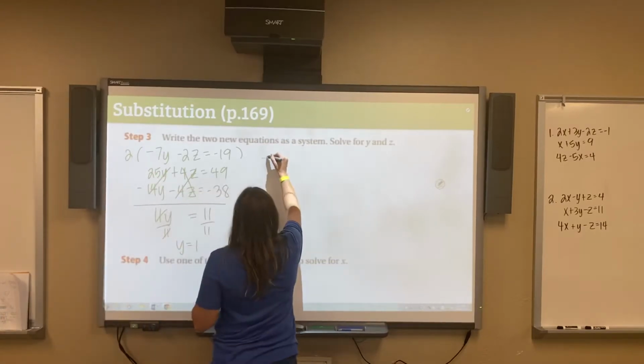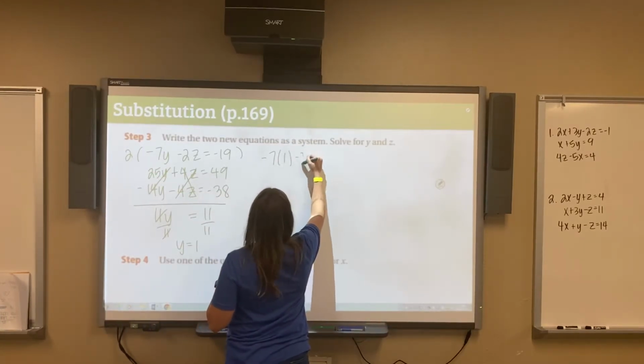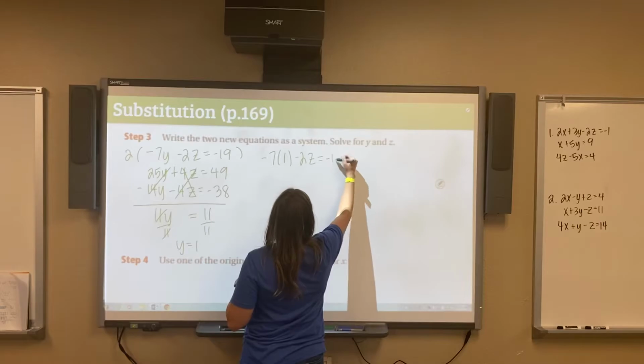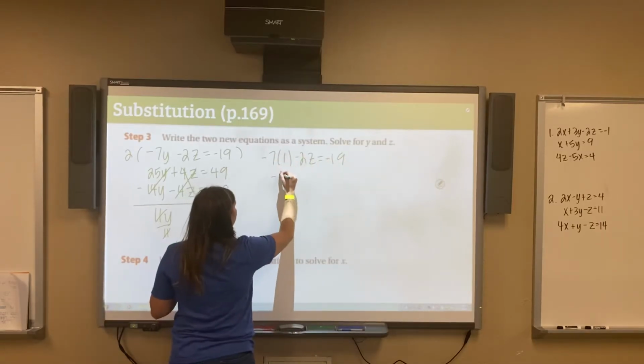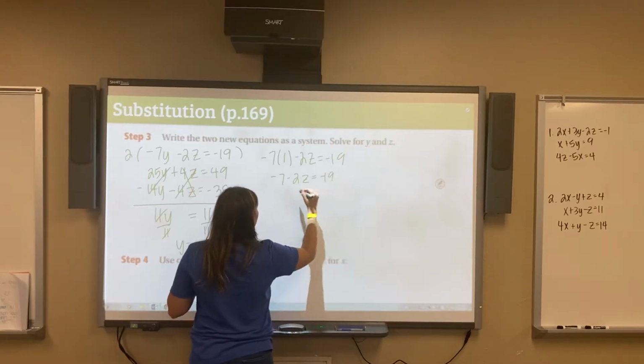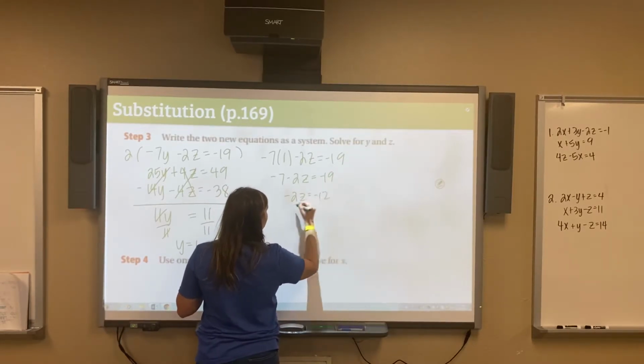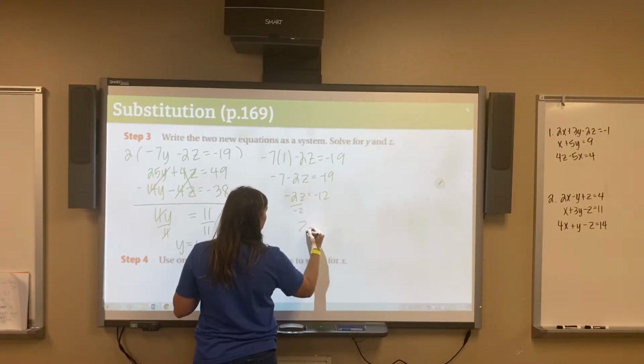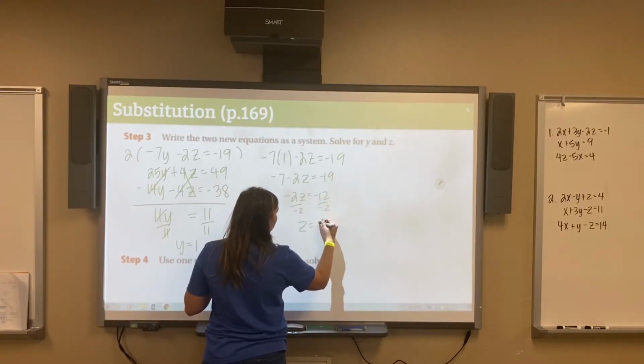Okay, so we have negative 7 times (1 minus 2z) equals negative 19. Negative 7 minus 2z equals negative 19. Add 7, negative 2z is equal to negative 12. Divide by negative 2, we get z is equal to 6.